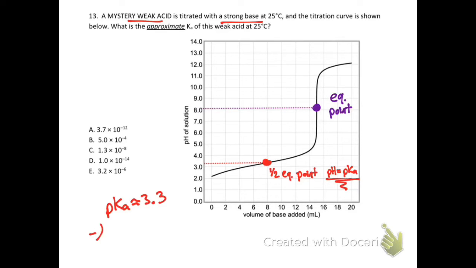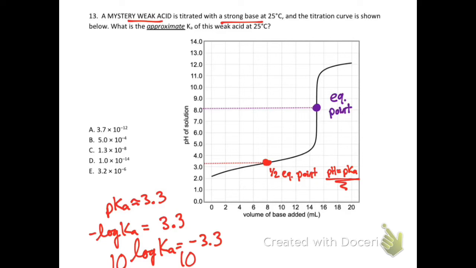Remember, p means the negative log of Ka, so if you know the pKa, you can find the Ka. So I'm going to multiply those by -1. I'll get the log of Ka is equal to -3.3. Then do 10 to both powers, and we'll end up getting that the Ka of this weak acid is about equal to 5 times 10 to the -4th.